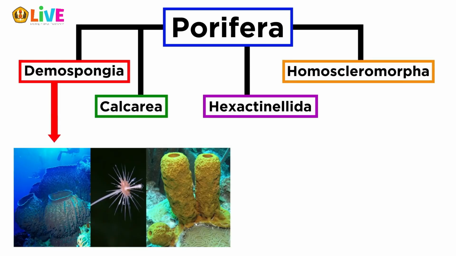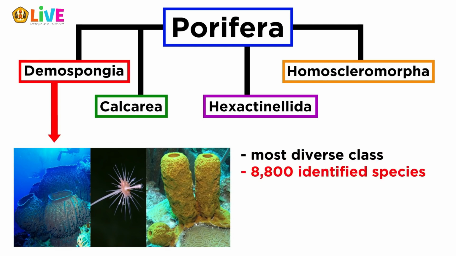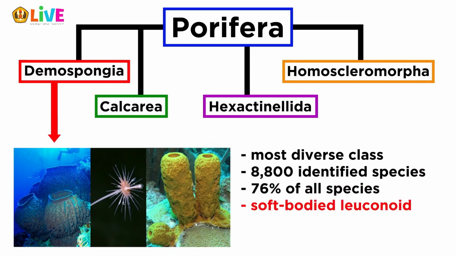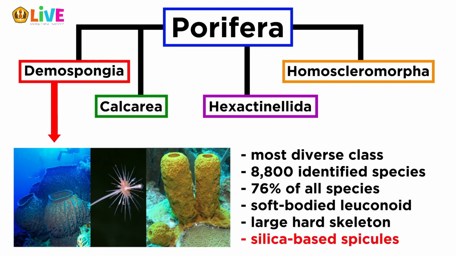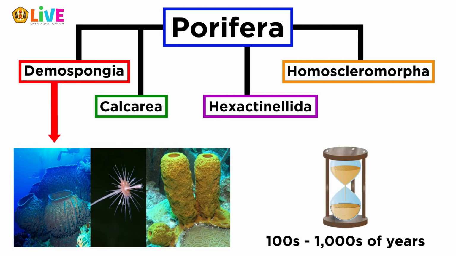The Demospongiae are the most common and diverse class by far, with over 8,800 identified species, making up 76% of all sponge species. They are soft-bodied leuconoid sponges with a hard, sometimes massive skeleton made of spicules composed of silica. Some species of Demospongiae can live for hundreds or even thousands of years and grow to enormous sizes.